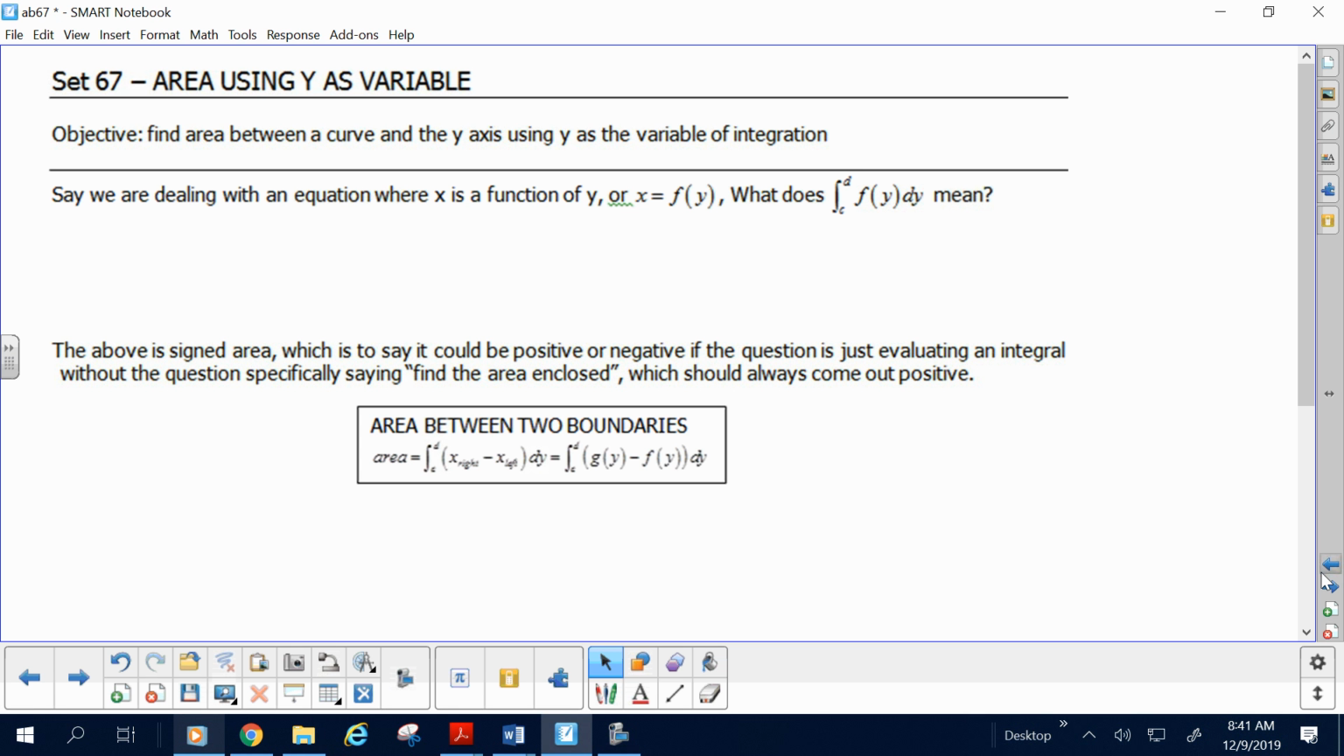Wow, I guess I'll have to say it 20 times today. So I've got three so far. Area should be positive. You should always get a positive area. So when we deal with y, and it says find the area, we will make sure we get a positive area. Now you need to understand there's a difference between "here's an integral, evaluate it," which can be negative, and "find the area," which should be positive.